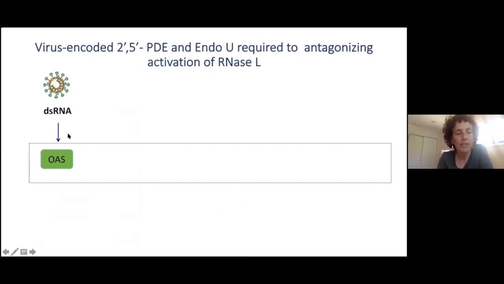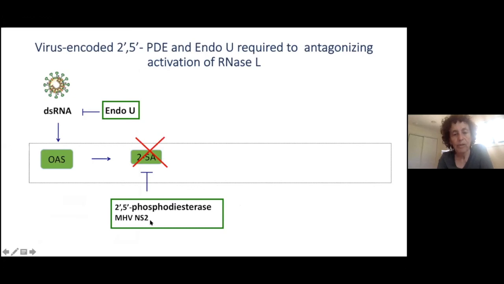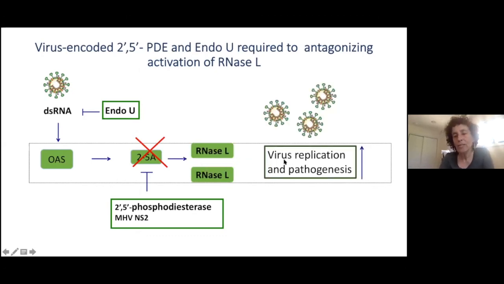Just to summarize this section, double-stranded RNA is recognized by OAS to activate RNase L, but it can be restricted right at this level here. If we knock out Endo U, we get activation of the pathway. OAS produces 2,5-A. This is another step at which MHV can knock down the pathway, which prevents RNase L dimerization and activation, and we get replication and pathogenesis. So these are two different ways that the virus can inhibit this pathway, and knocking out either one of them activates the pathway. This suggests that this pathway, at least in the mouse, is really important to restrict MHV in the mouse liver. The NS2 protein's only function that we know of is to knock down this pathway, whereas Endo U has a more general anti-interferon function.